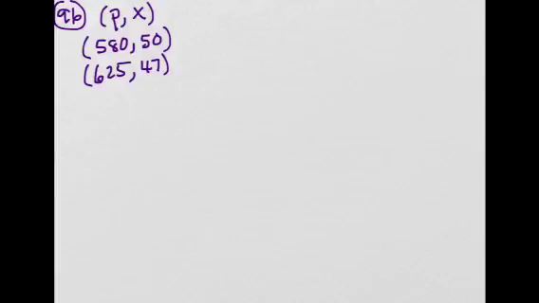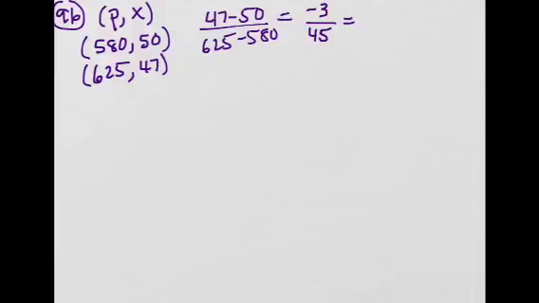So we have two ordered pairs. We can get a slope from this. So it's going to be 47 minus 50 over 625 minus 580. So that gives us negative 3 over 45, which reduces to negative 1 over 15. So this is the slope of this relationship.